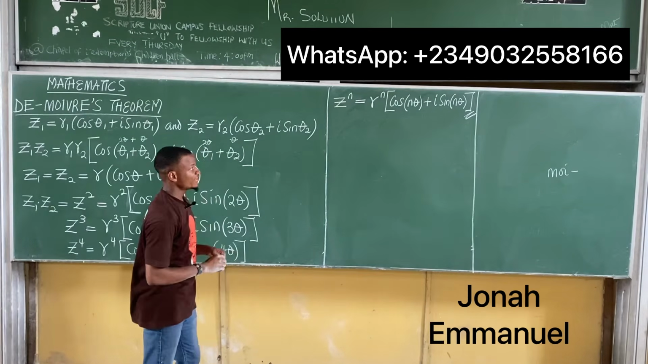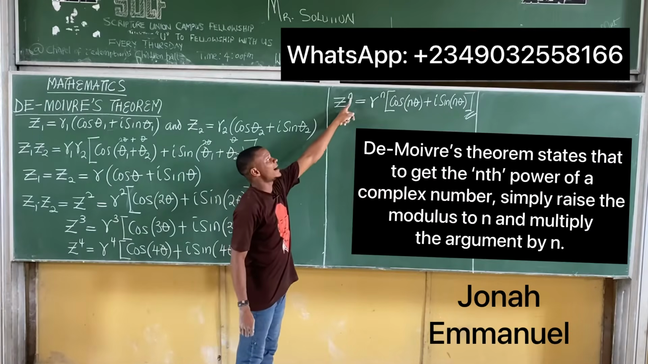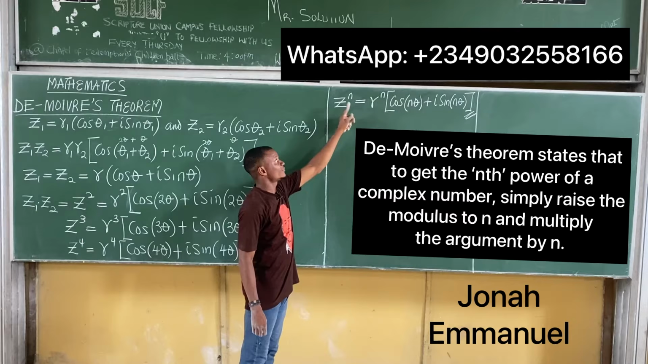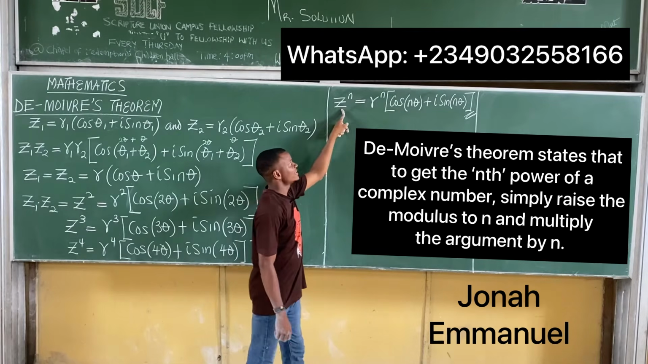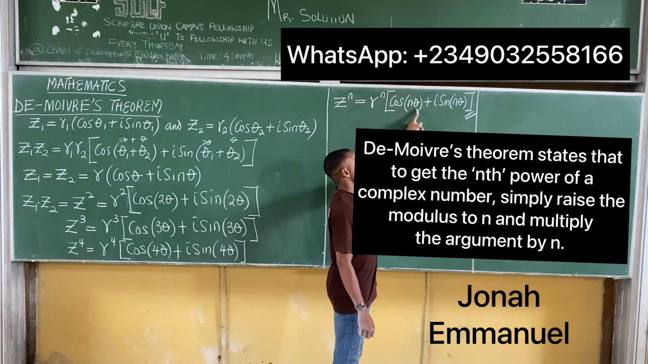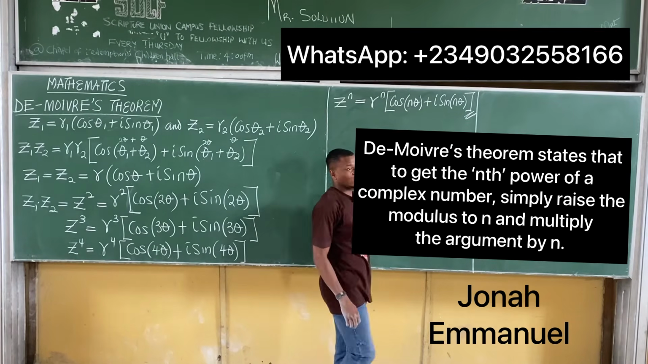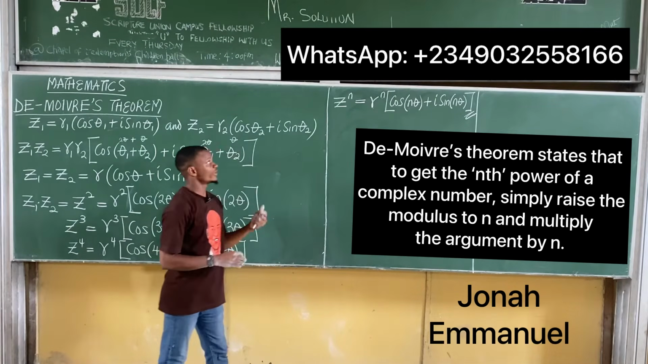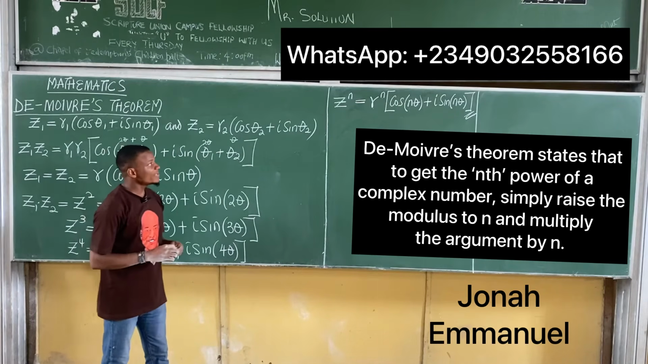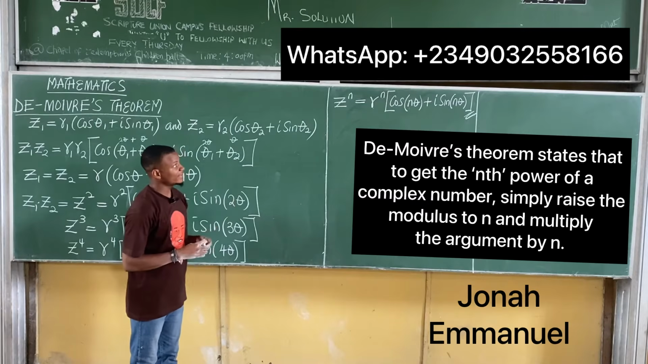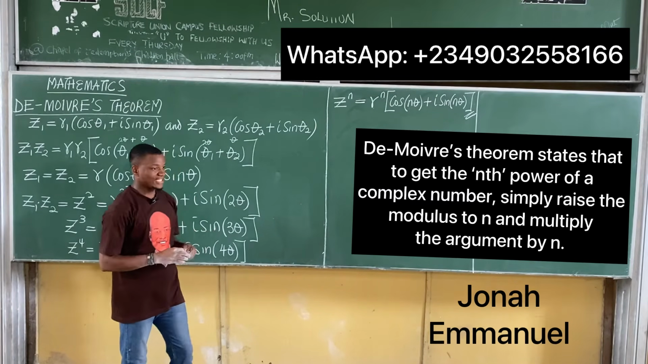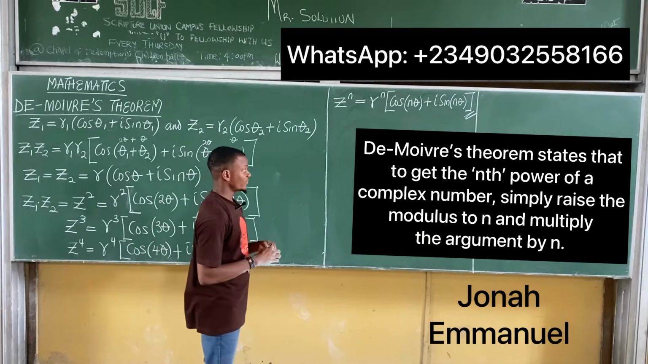In words, De Moivre's theorem says to take the nth power of a complex number, simply raise the modulus to the power n and multiply the argument by n. That's all. So that's what De Moivre's theorem states. It states that to find the nth power of a complex number, simply raise the modulus to n and of course multiply the argument or the amplitude by n. That's the statement of De Moivre's theorem.